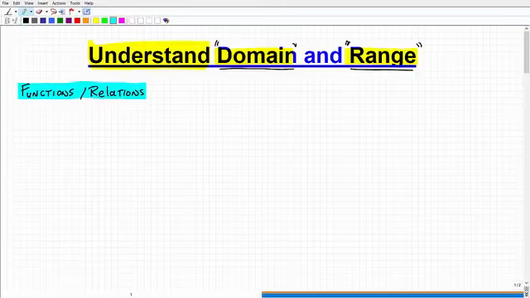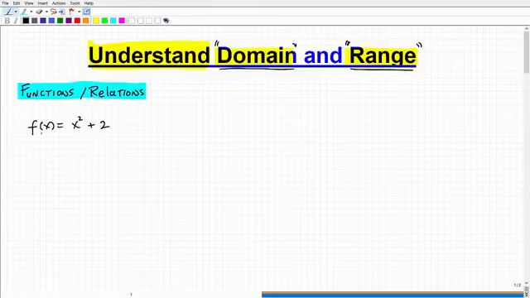Okay, so let's get right to it. Let's just write a function down. A function could look something like this: f of x equals x squared plus 2. A function is basically just a rule.